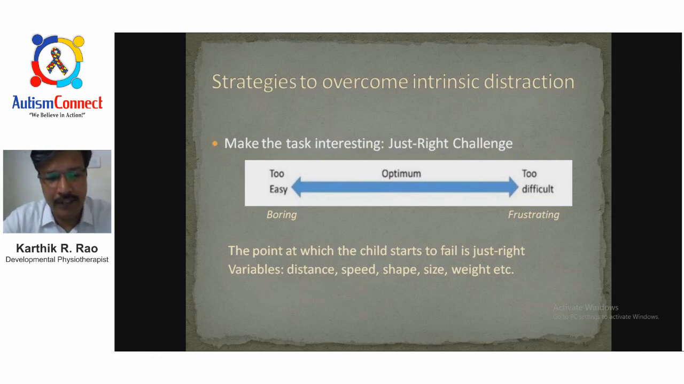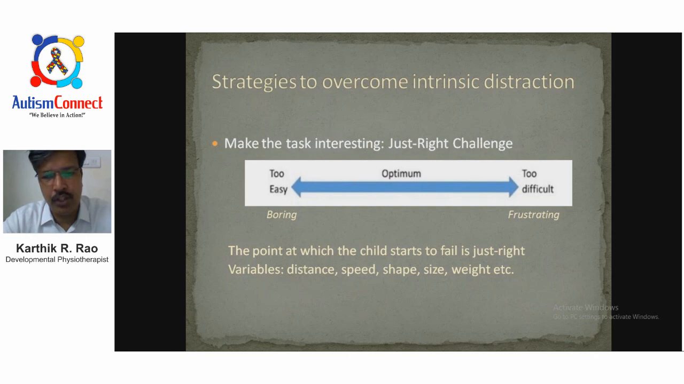Now, let's assume you're just getting into this picture and you're traveling from one end of the spectrum, that is too easy, towards too difficult, and you give a task to the child, and the child is able to do the task easily. And once he's able to do it easily, you increase the complexity of the task. You make it more challenging, and the child is able to do it. Okay, so let's give an example.